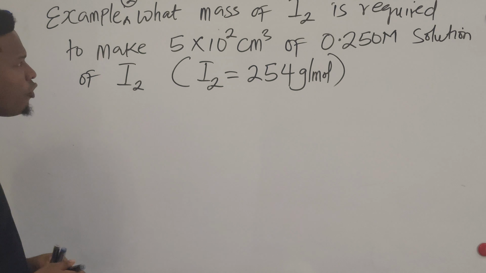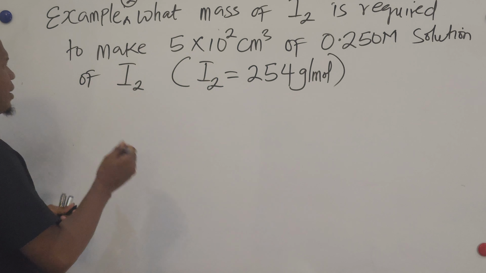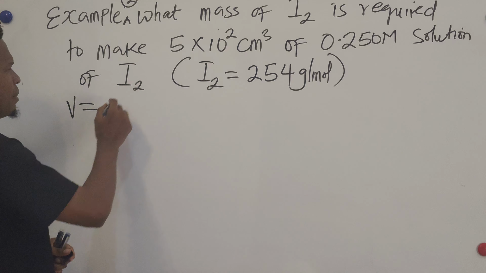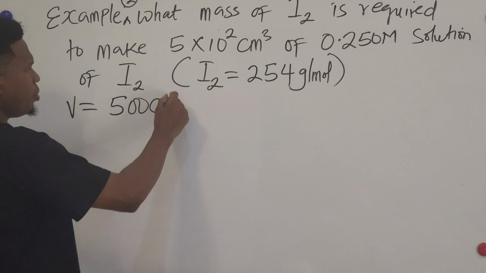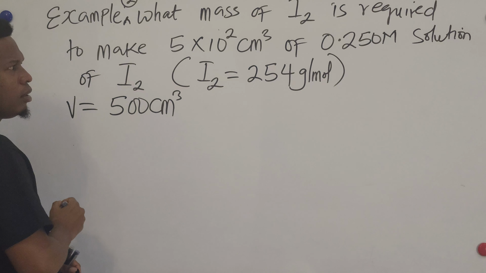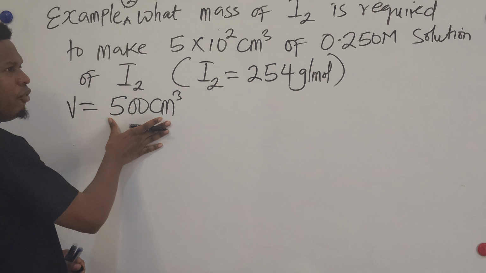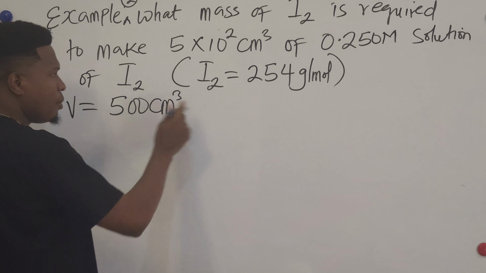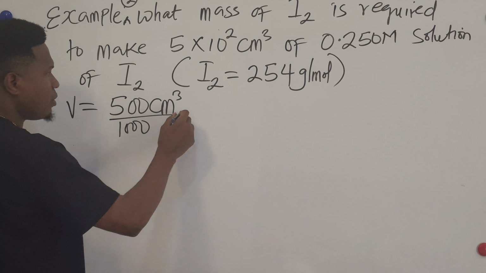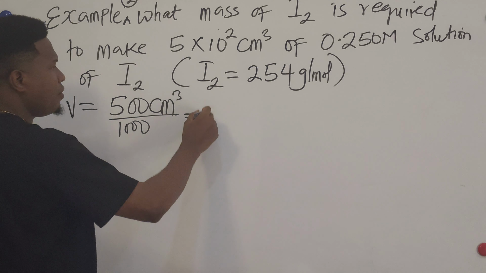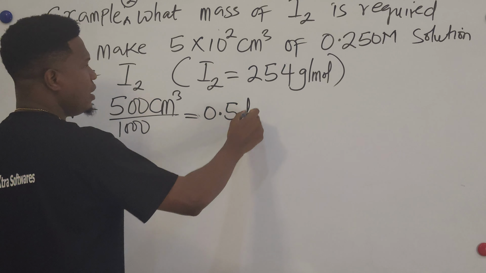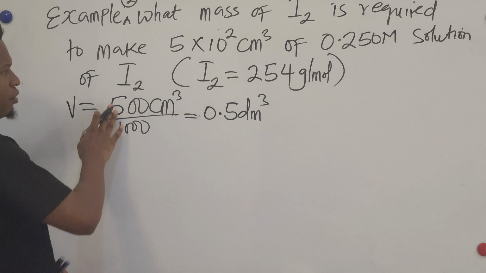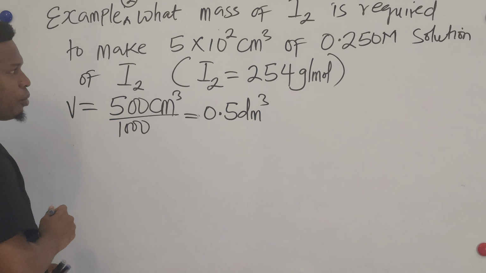We start from somewhere. From what they gave us, we are given the volume, right? The volume was given as 5 times 10 to the power of 2. It's the same thing as 500 centimeter cube. But we said that the volume must be in what? dm cube and not centimeter cube. So how do you convert from cm cube to dm cube? You divide by what? 1000. So we definitely have 0.5 dm cube, right? 500 over 1000 gives you 0.5.